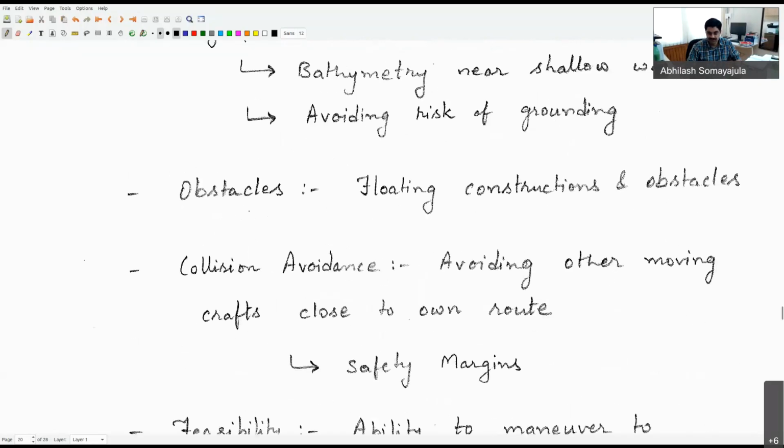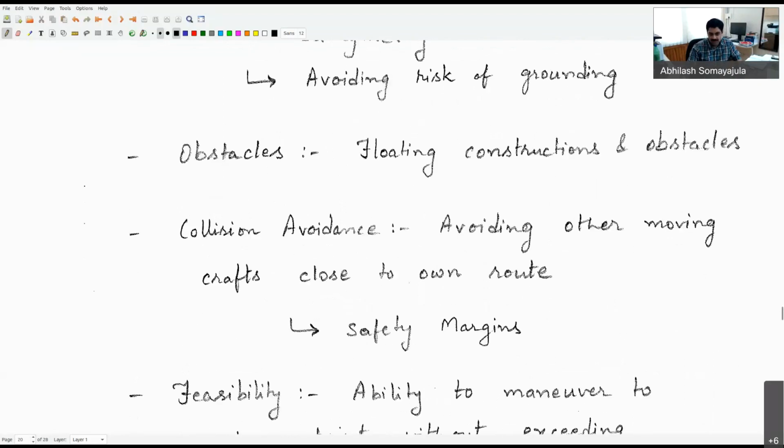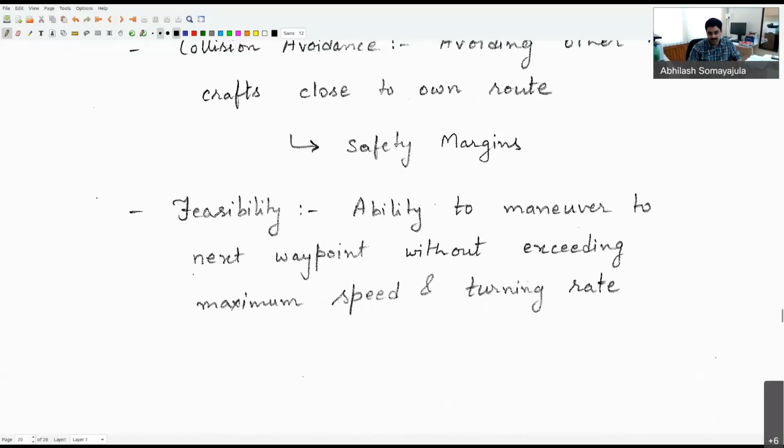Similarly, if there are any obstacles, floating constructions, which are coming into the picture, I might want to keep away from them with a sufficient safety margin. Okay. Feasibility. Sometimes we as a user might choose some points which may not be physically feasible, and then the guidance system may accordingly update our waypoints in our waypoint database, saying that these points are not feasible, we need to update them in order to make the path feasible. The vessel should actually be able to get to its final destination.